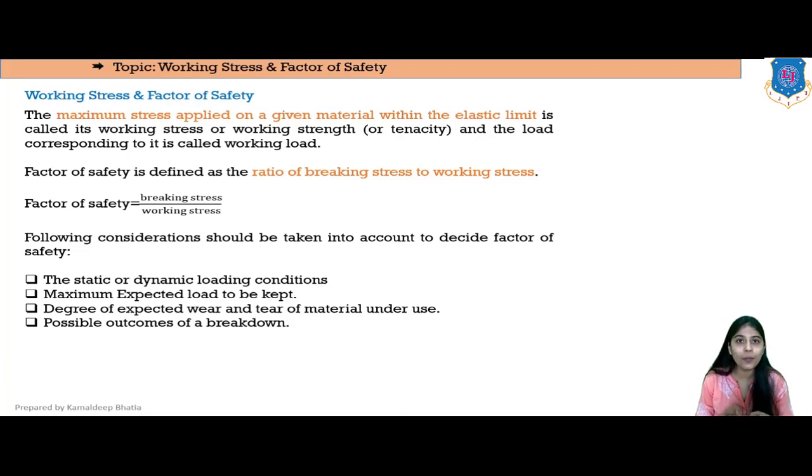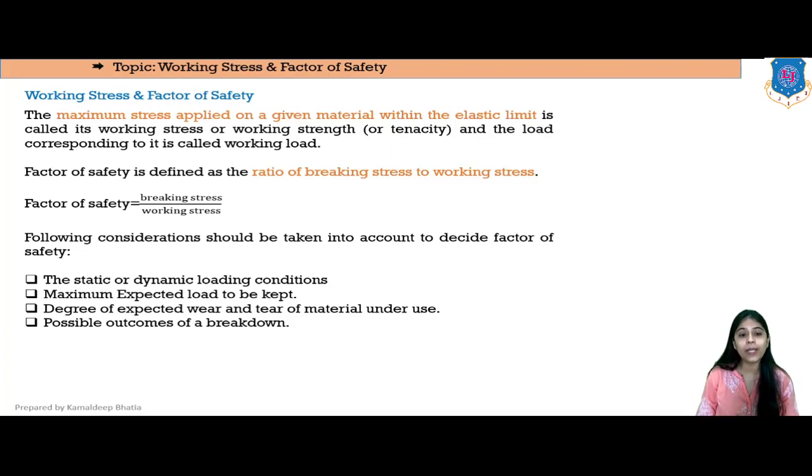Now there are some considerations that should be taken into account to decide the factor of safety, such as the static or dynamic loading conditions, whether the load applied is fixed or changing, and the maximum expected load to be kept. What is the maximum load expected to be applied on the wire or any body?